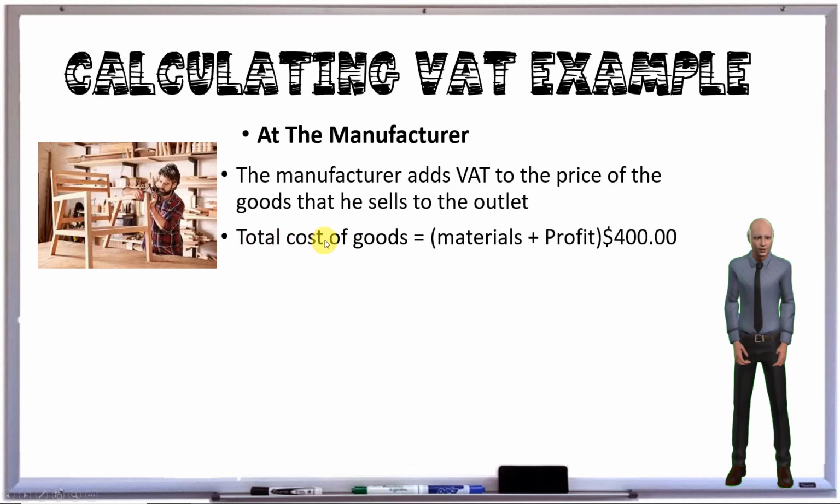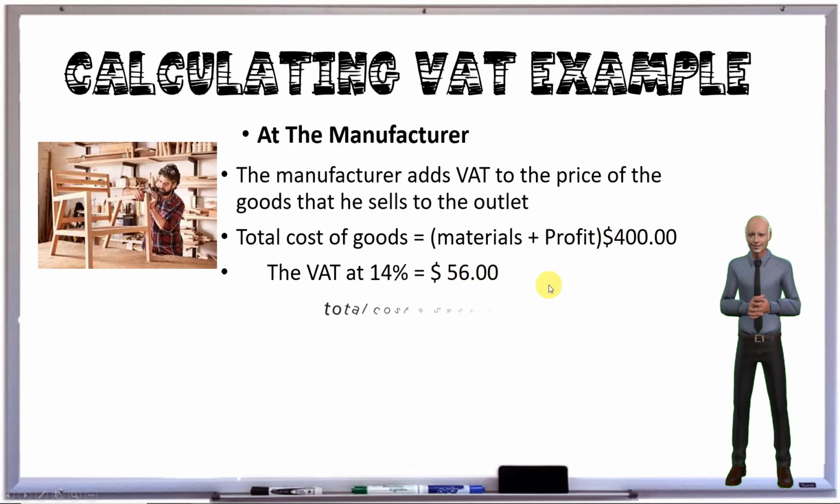So the total cost of the goods equals the materials plus a profit the factory, or the manufacturer, wants to make. So let's say it is now $400. So what he's going to be doing is working out 14% on the $400, which gives us $56. So the total cost will then be $456, which is the total cost of the materials and his labor and everything and the profit he wants to make, etc., plus the VAT on that amount, which again gives us $456.